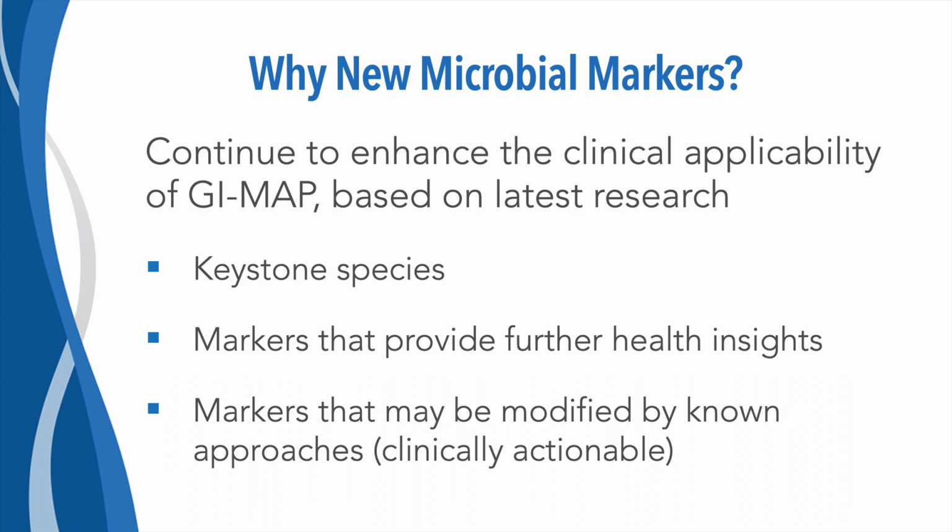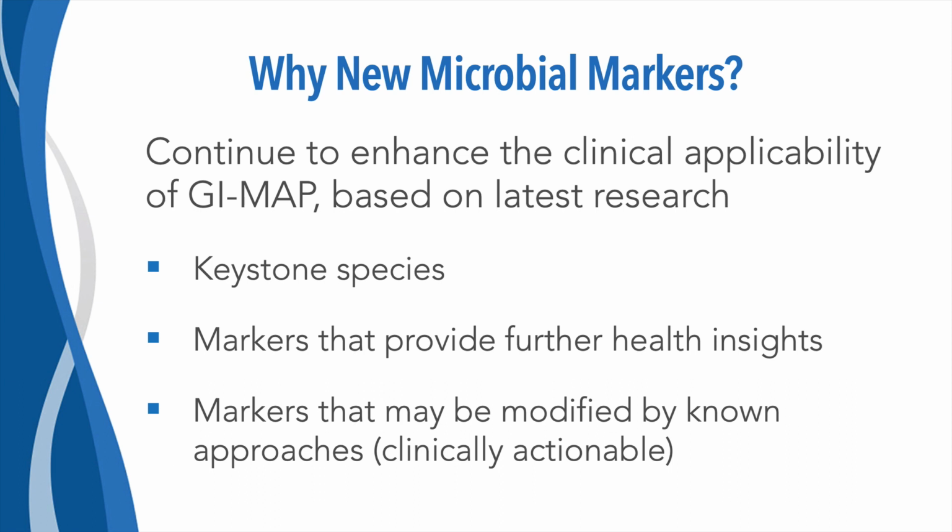Overall, the goal is to continue to enhance the clinical applicability of GI map, particularly based on the latest research. Taking this research into account, we developed several different criteria for helping us to determine which microbial markers were most appropriate for inclusion in the new version of GI map. That included, in particular, identifying what are called keystone species. These are species that are known to be especially important to the overall functioning of the gut microbiome.